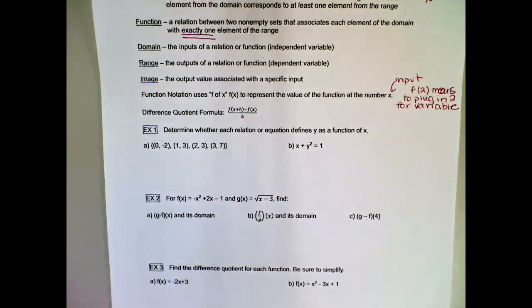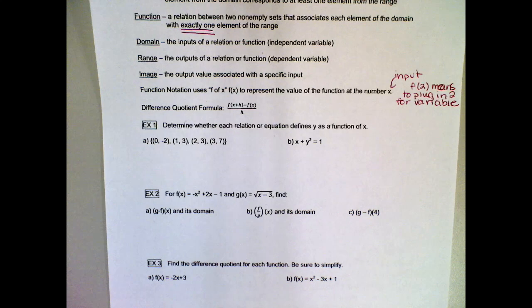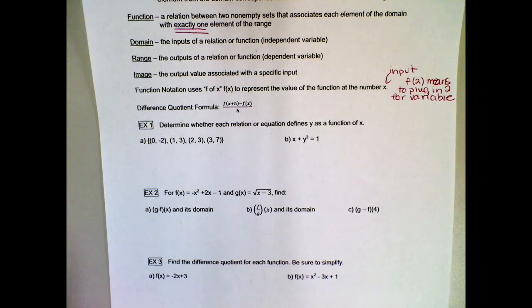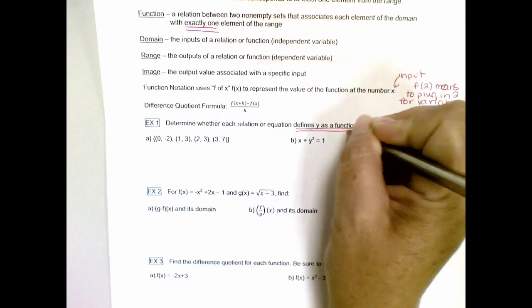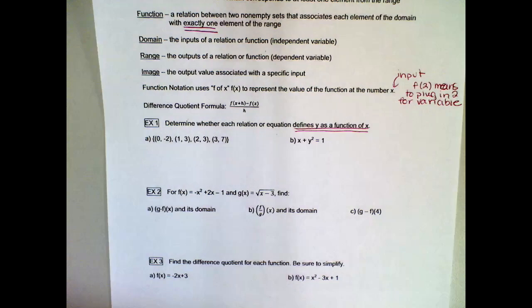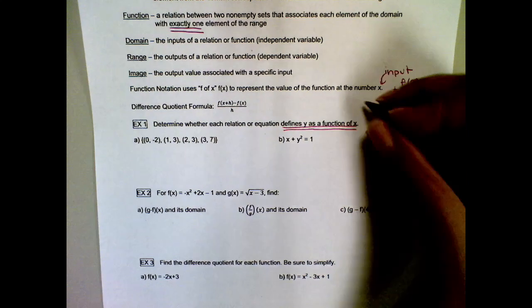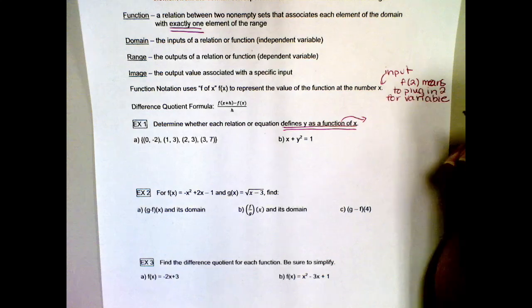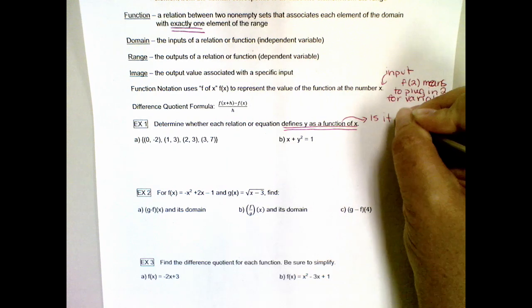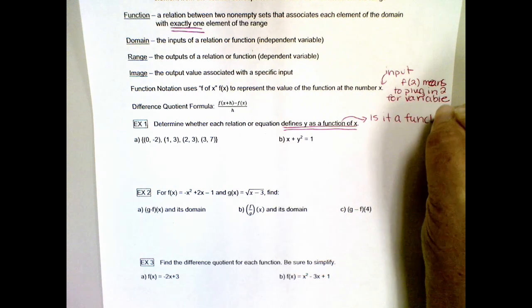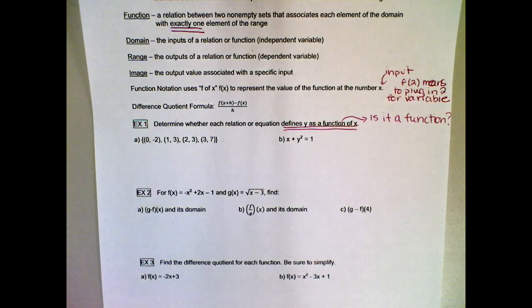All right, so let's look at how we need to be able to use some of these definitions and what we need to be able to do with these functions. So example 1, determine whether each relation or equation defines y as a function of x. So this is fancy wording. And again, I'm copying that wording from the text, so you're going to see this wording. What that means in more layman's terms is it's asking, is it a function? Why can they not just say, is it a function? I don't know, but they don't.